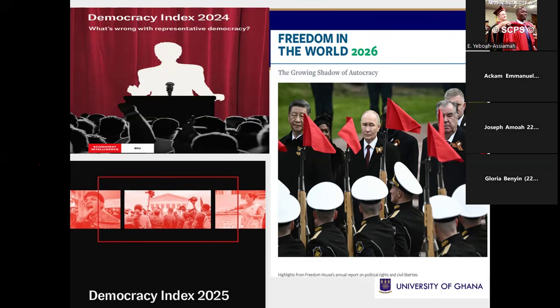The EIU comes with this, from the UK. We also have the Freedom in the World reports. This is done by Freedom House, based in the US. This is the latest report, Freedom in the World 2026, and the title is The Growing Shadow of Autocracy. Now, the Democracy Index, the latest report is the 2025 version. And we will be using the Democracy Index to know which countries are doing well when it comes to democracy.